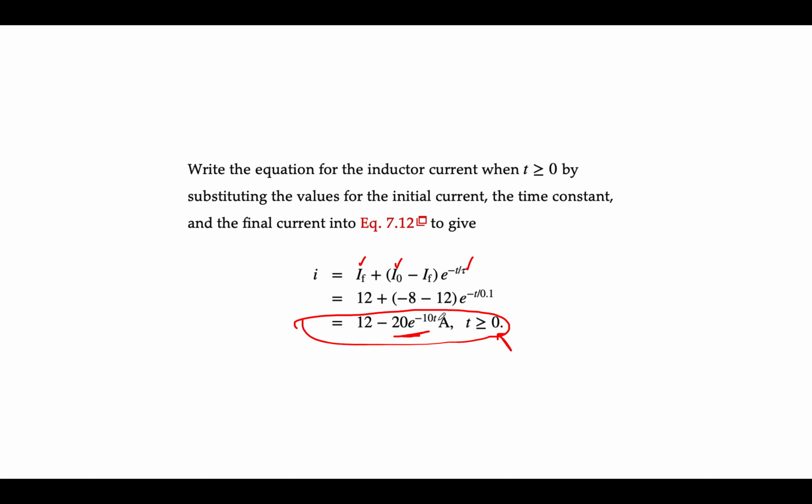Notice this is written as minus 10t instead of t over 0.1, and that's fine. Notice if we let t go to infinity, this term goes to 0 and we end up with 12 amps. When t is equal to 0, this becomes minus 8. So our solution is consistent with what our initial and final conditions were in the circuit.